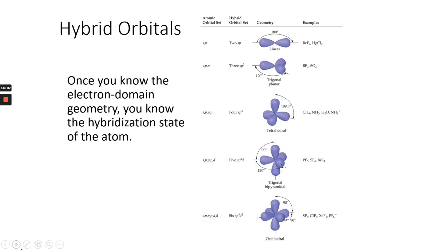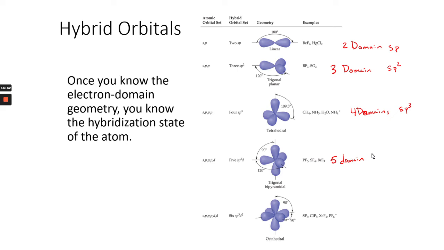So how do you know your hybridizations? Well, once you know your domains, you can figure out your hybridization state. So if you have 2 domains, you are averaging 1 s and 1 p. If you have 3 domains, you are averaging an s and 2 p's. 4 domains, which we did previously, you're averaging 1 s and 3 p's. What happens when you get to 5 domains? Well, we can't have any more p's because the p orbital only has 3.